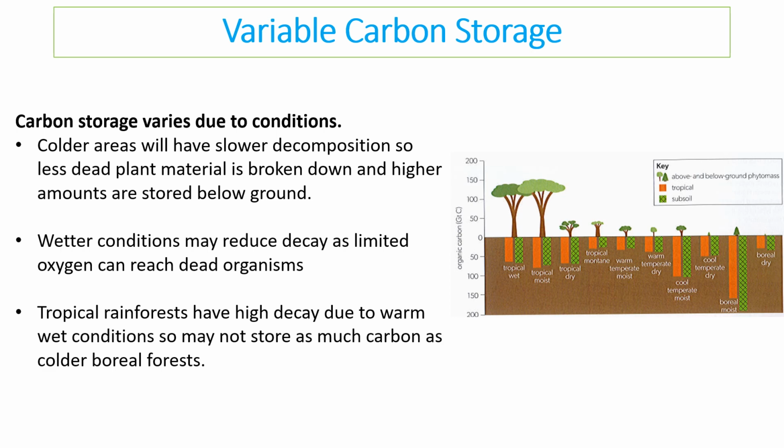Basically this means that it is a carbon store around the world, but it has different levels of carbon storage. So colder areas will have slower decomposition, and therefore dead plant material is broken down slowly, and higher amounts get stored below the ground in the soil. Wetter conditions may reduce decay as limited oxygen can reach it, but tropical conditions, which are wet and warm, will increase decay, and therefore there'll be less carbon stored in these. So you can see on the graph, boreal forests have huge amounts of carbon stored in the subsoil, whereas tropical rainforests have less. But either way, carbon is stored, it's a carbon sink.